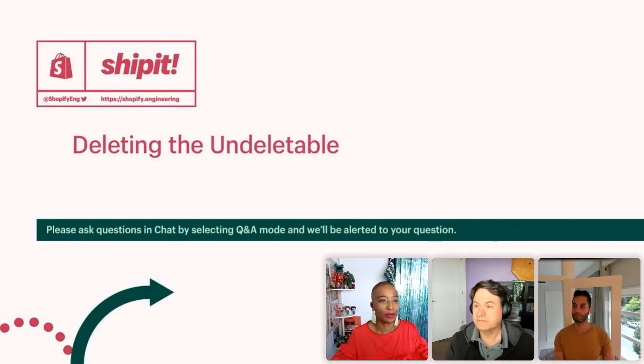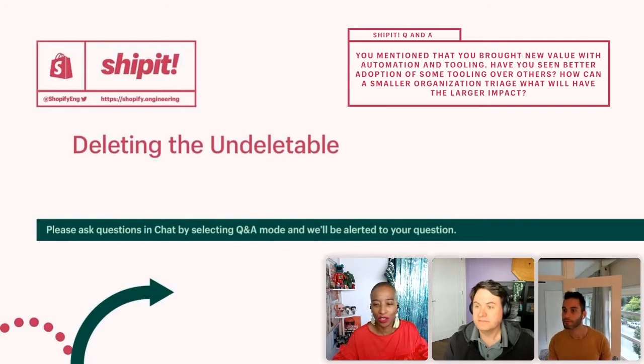Next question is, you mentioned that you brought new value with automation and tooling. Have you seen better adoption of some tooling over others? And how can smaller organizations triage what will have the larger impact? Yeah, I think some of the tooling, for example, now when you create a schema, you automatically get links to how you would query the data for this event, or for this topic, what we call it. And you automatically can see some metrics. Typically all of these would require quite a bit of work to get set up, but now it's all free just because you have a schema.